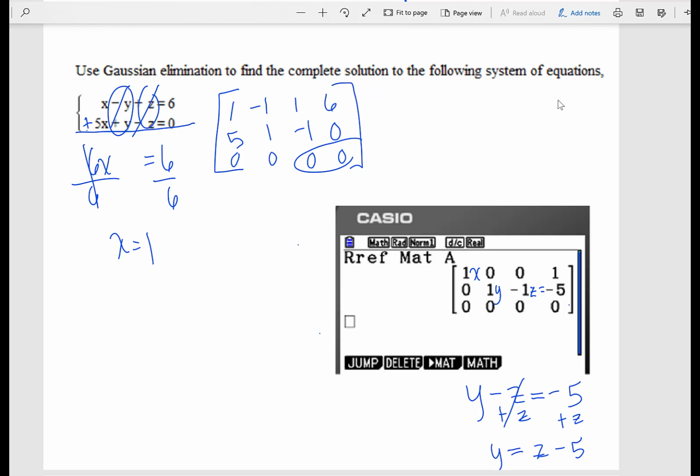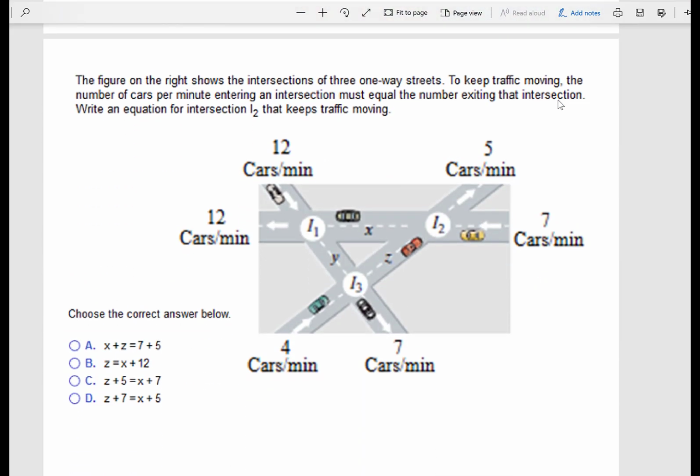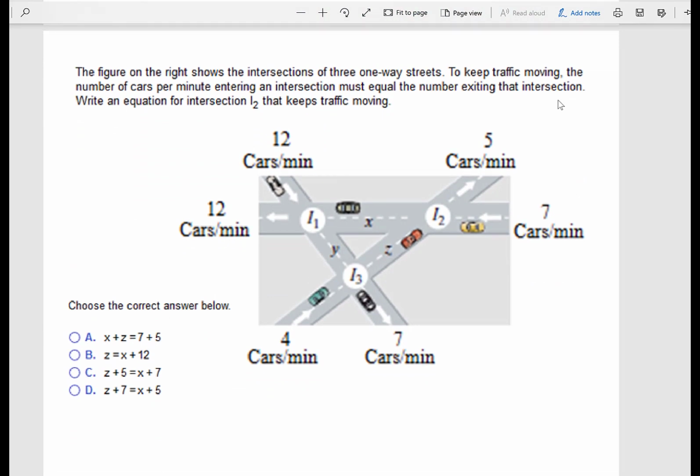So let's actually look at the problem. I think maybe it'll make more sense once we see this, because this problem sometimes gets people. So let's talk about it. Okay, so it says the figure on the right shows the intersections of 3 one-way streets. To keep traffic moving, the number of cars per minute entering an intersection must equal the number exiting that intersection. Write an equation for intersection I2 that keeps traffic moving.